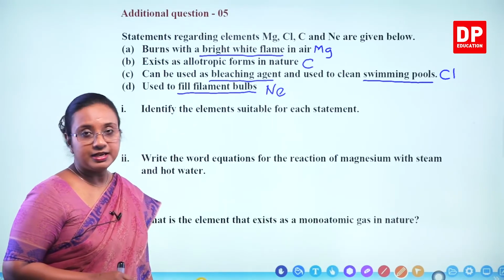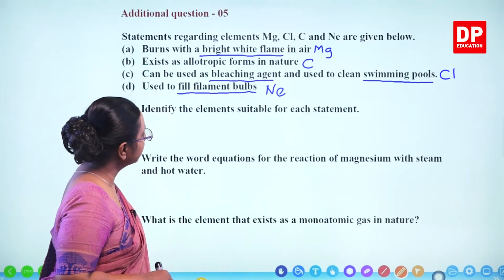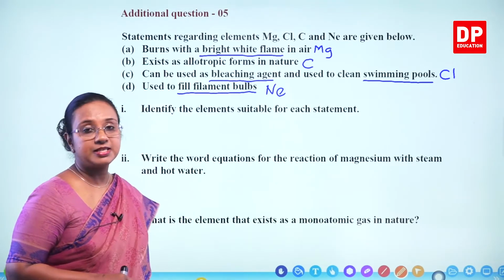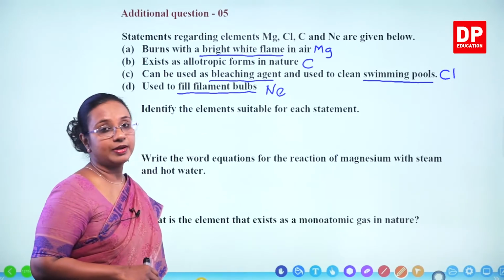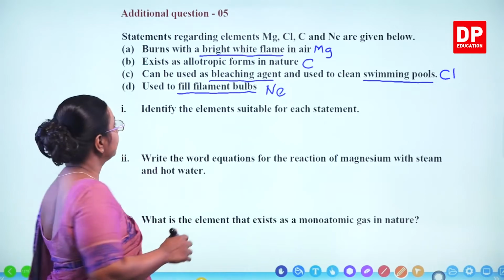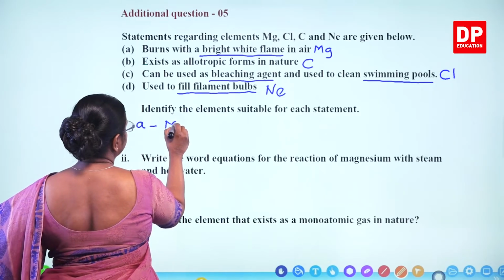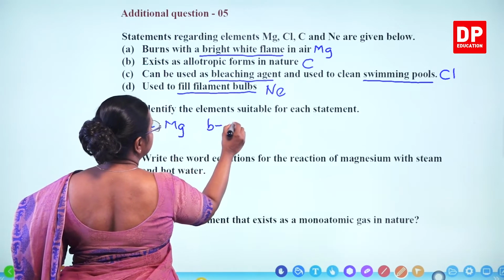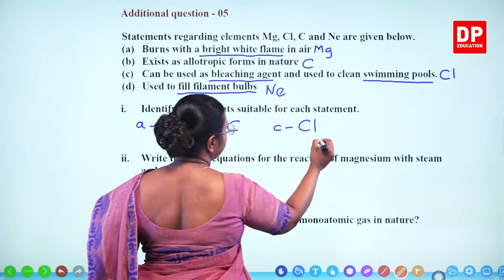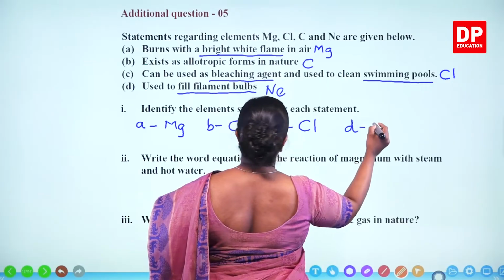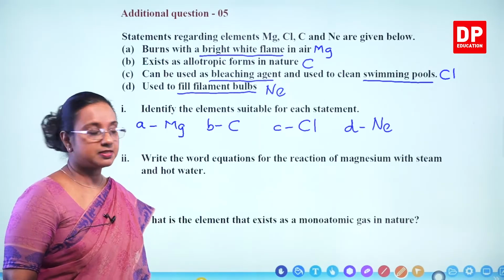With those identifications, we will answer the questions. Identify the elements suitable for each statement. We have already done that, but to answer the question, I will write the statement number and the element. So, A is magnesium, B is carbon, C is chlorine, and D is neon. We have already identified the elements.